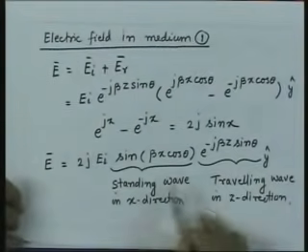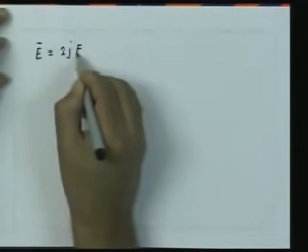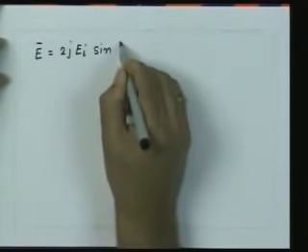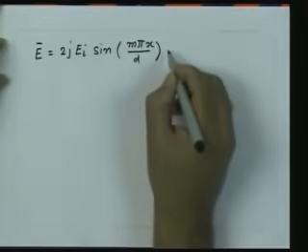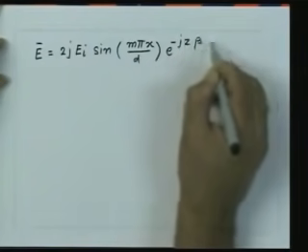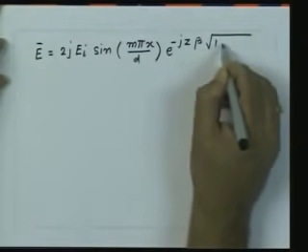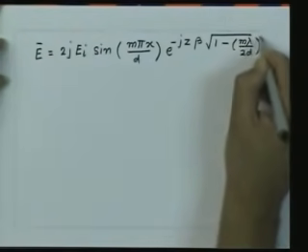Once I get that, then I can go to my electric and magnetic field which we derived last time and substitute these values for theta, and we can get the fields for the transverse electric case, and that will be now the electric field E, that will be 2j E_i sine of m pi x by d, e to the power minus j z beta square root of 1 minus m lambda by 2d whole square.